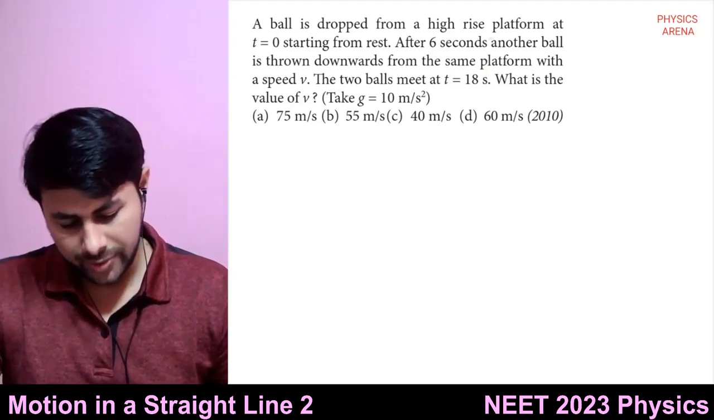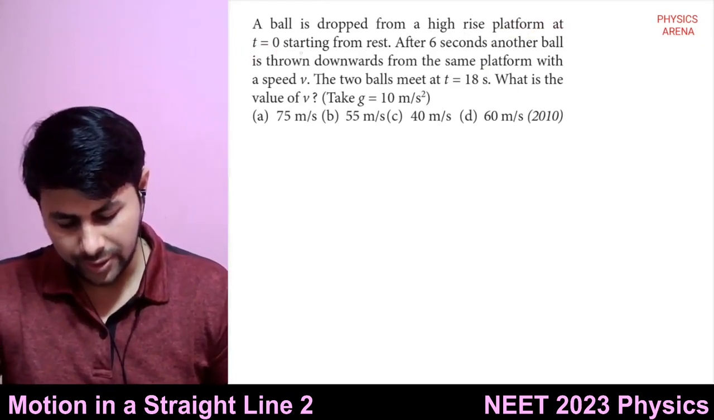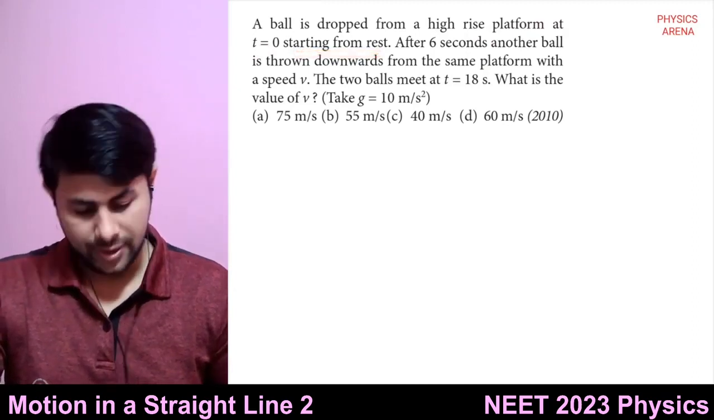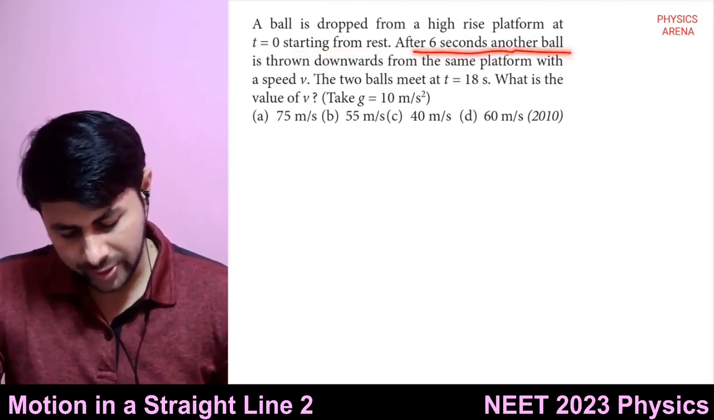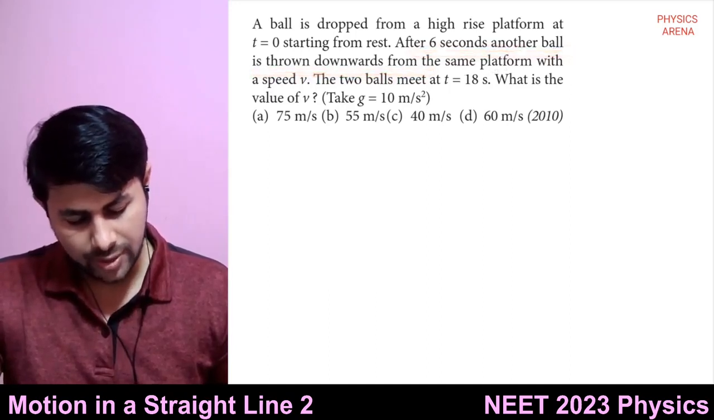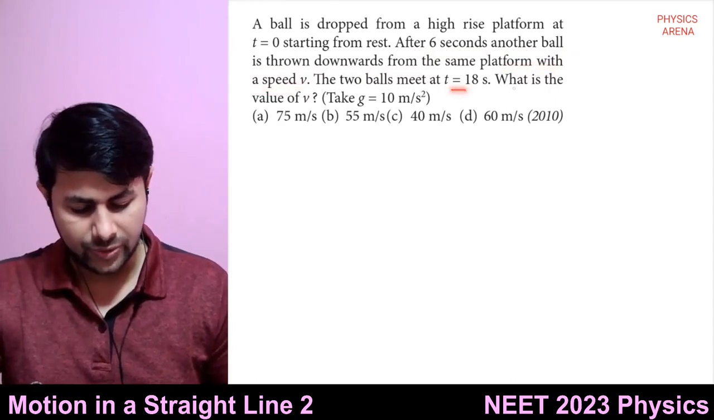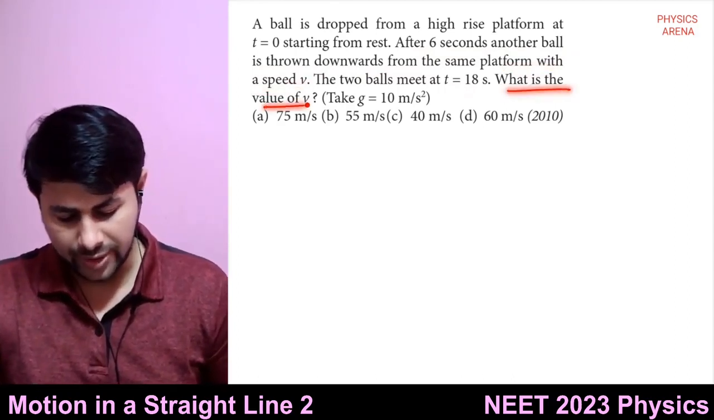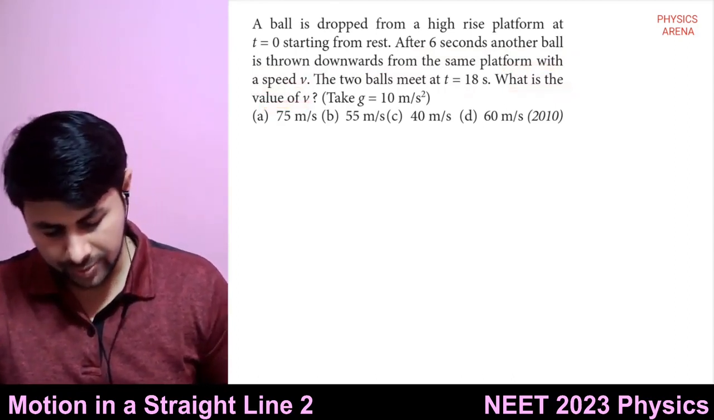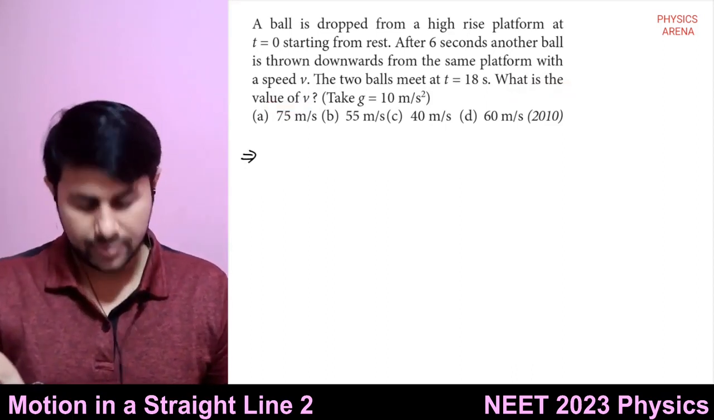A ball is dropped from a high-rise platform at t equals 0 starting from rest. After 6 seconds, another ball is thrown downwards from the same platform with speed v. The two balls meet at t equals 18 seconds. What is the value of v? So this is simple.